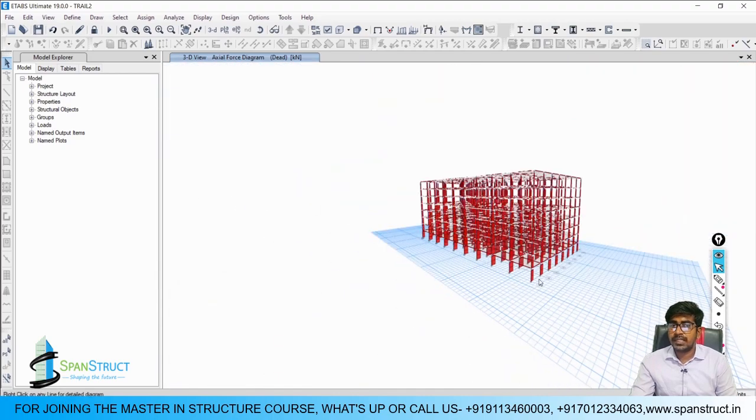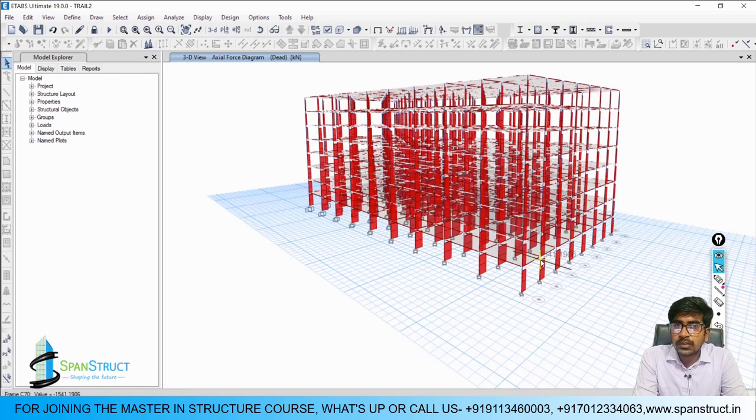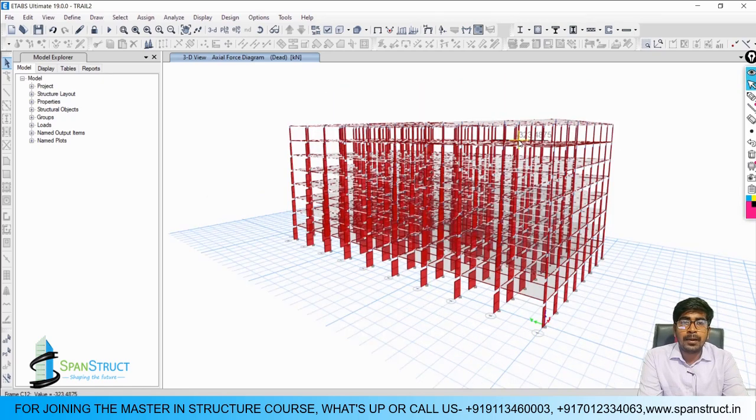So we have seen that a corner column has biaxial bending. Now let us look at it: a corner column will have three effects. First, it will have a moment in the M2 direction, then we will have a moment in the M33 direction also, and we will have an axial force in the axial direction also.